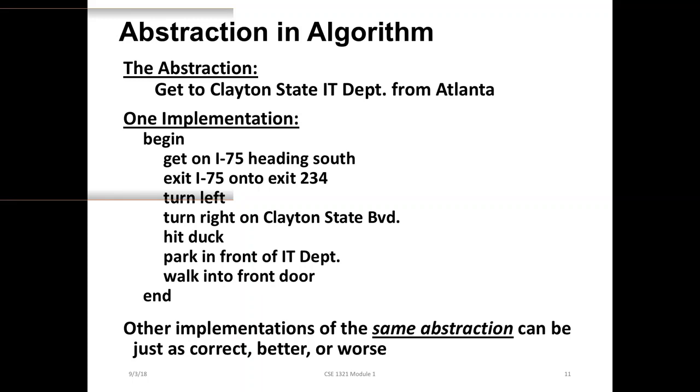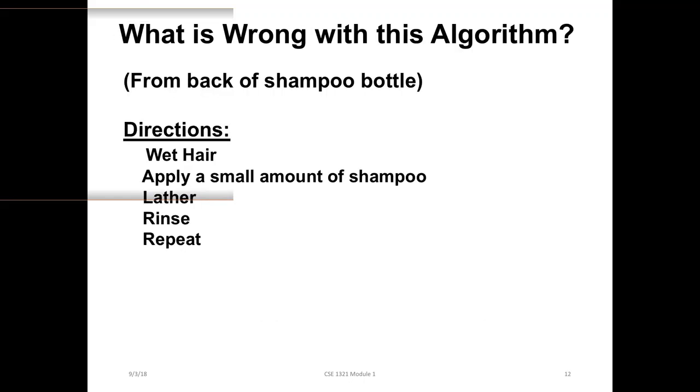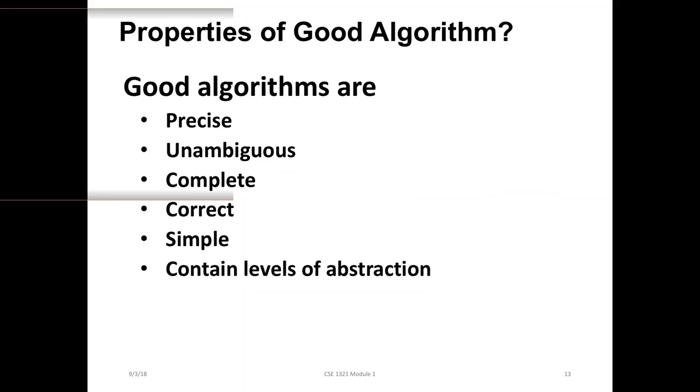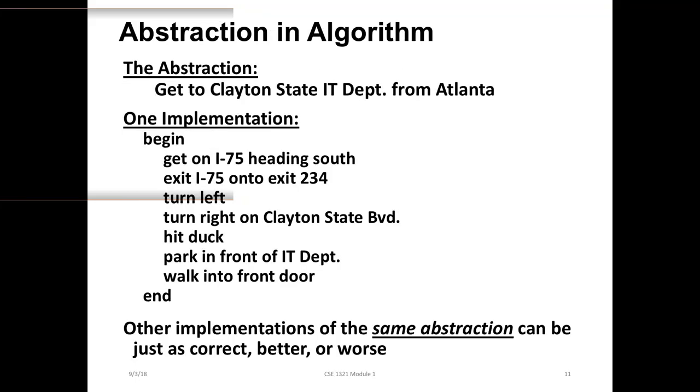Okay. Then, is this simple? Yes, it's pretty simple. And what is the last one? It contains a level of abstraction. Does it contain a level of abstraction? Where is the level of abstraction? Go to I-75, begin. Park in front of the IT department. Begin, exit, turn left, turn right.